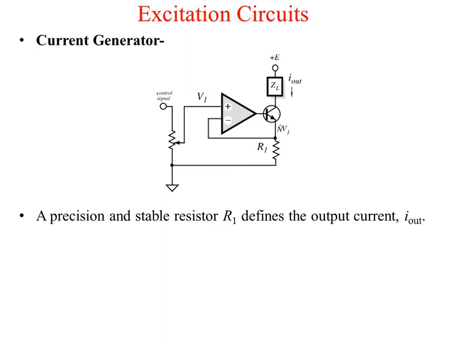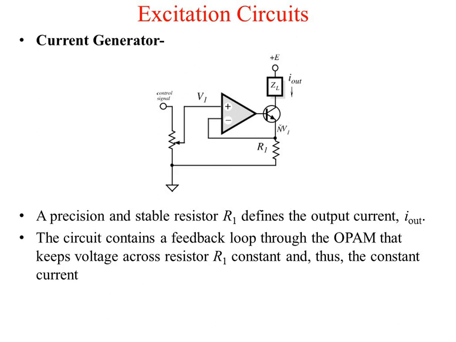So a precision and stable resistor defines the output current I out, and this will be given by V1 upon R1. So you can easily understand the concept of this one. This transistor will help to enhance the current driving capability of the operational amplifier.